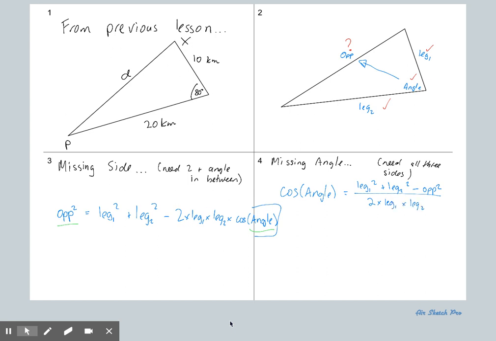Visually, I want you to get an impression of what's going on here. In your head, it's the two sides that make up the angle that you're doubling at the bottom. On the top, you're squaring one of the legs, adding the square of the second leg, and then subtracting the square of the opposite.